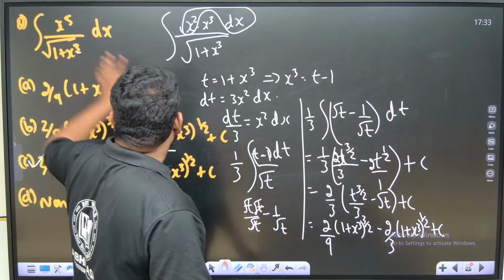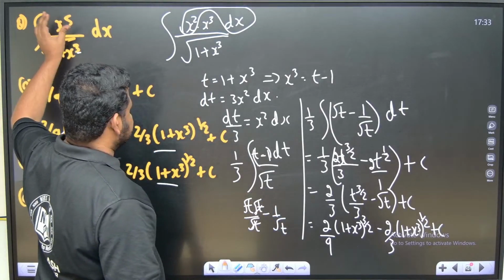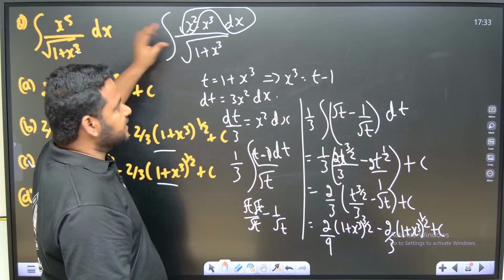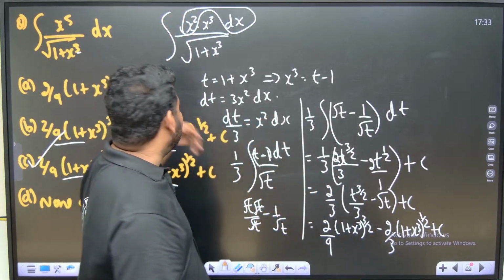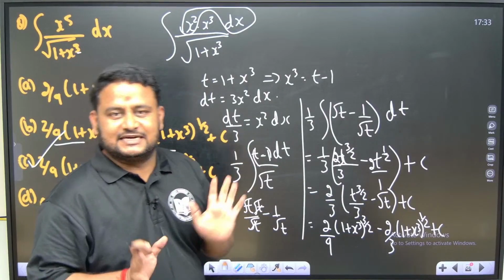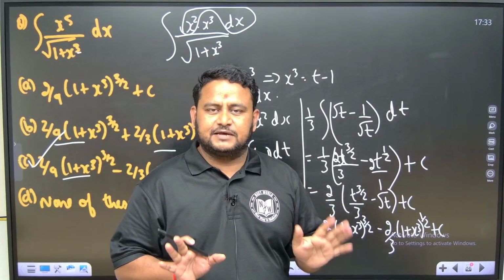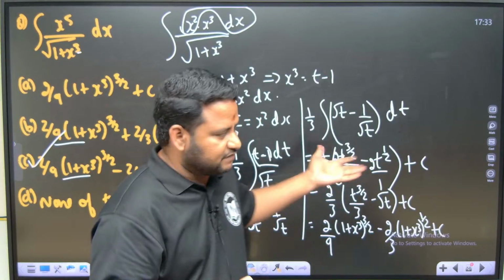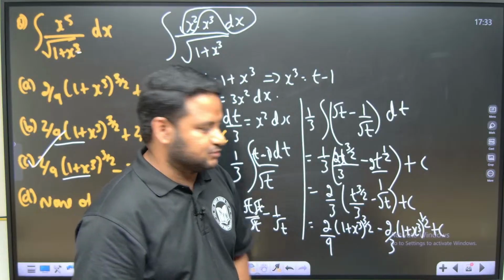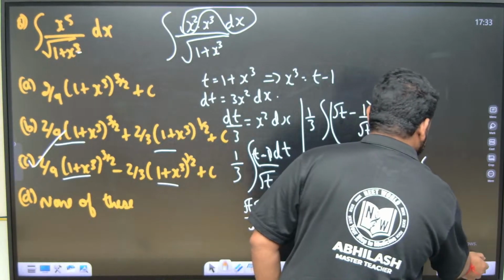You have to be very careful while writing x to the power of 5. Here you have to manipulate and write it as x square into x cube. Then we brought it to a form where we can integrate, and whatever is within the square root we took as t. That's it, friends. Very simple question. In the first step you have to be careful. Other than that, it's very simple. Such kind of integration you have also done for your board exam. So if they give this for JEE, it's very simple to do.